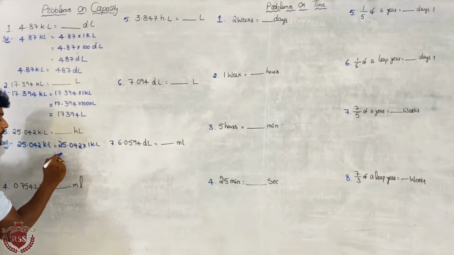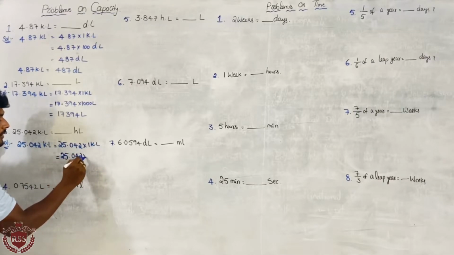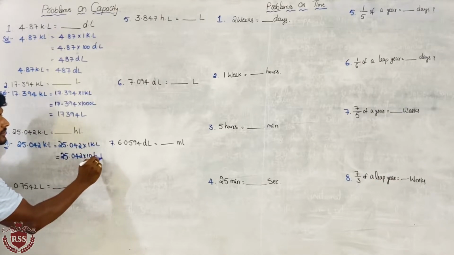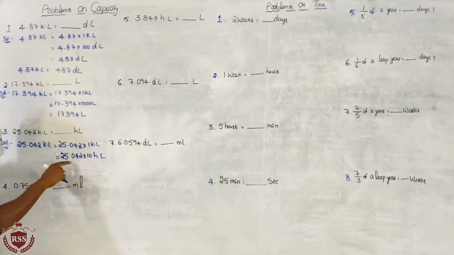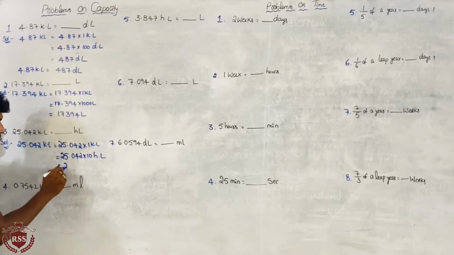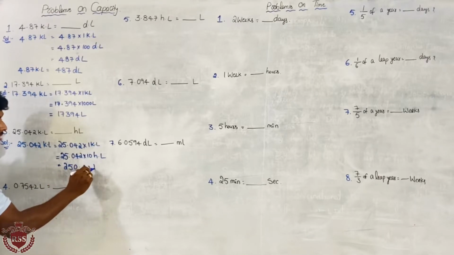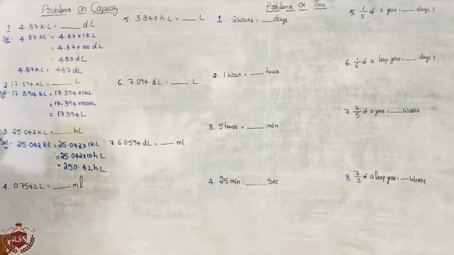So 25.042 into 1 kiloliter equals 10 hectoliters. Here we are multiplying with 10, so the decimal point will be moved forward by one digit because we have one zero. So it will be 250.42 hectoliters. This is the conversion of kiloliters into hectoliters. Clear? Next question.